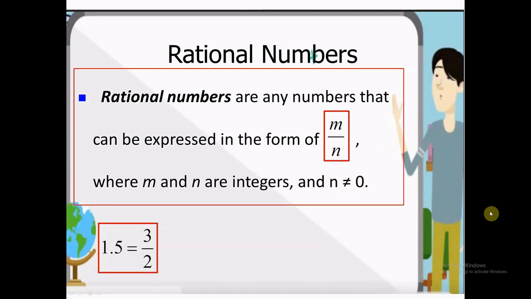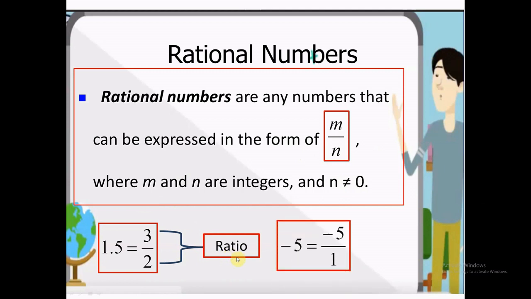Okay, let's say 1.5. So in fractional form, it is 3 over 2. So if you can see, it can be expressed into a ratio. Let's say negative 5. So in a fractional form, we can write it as negative 5 over 1. So it also can be expressed in a ratio. So rational numbers, it can be 1.5 or negative 5. So these are actually examples of a rational number.